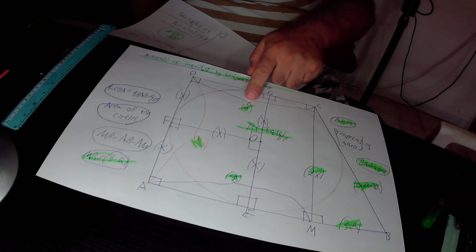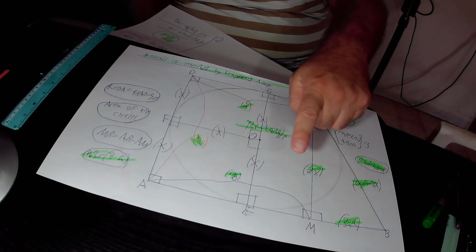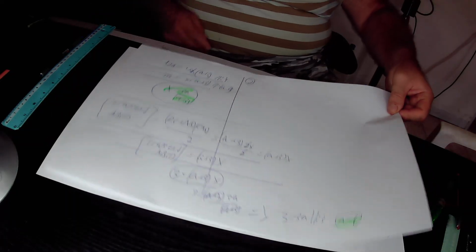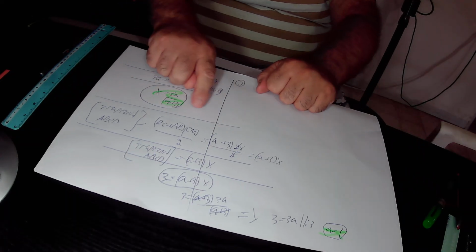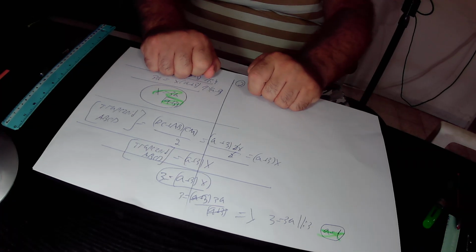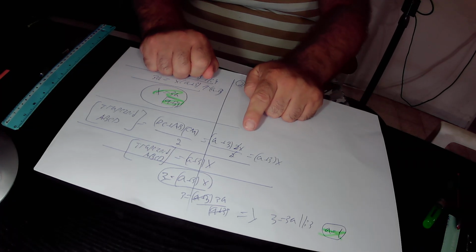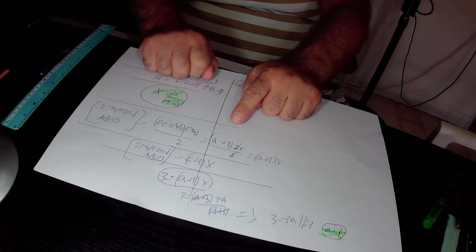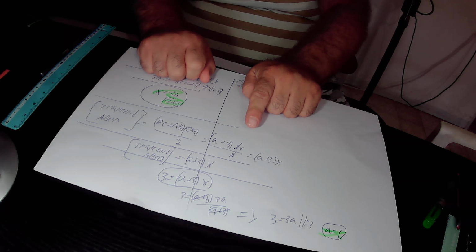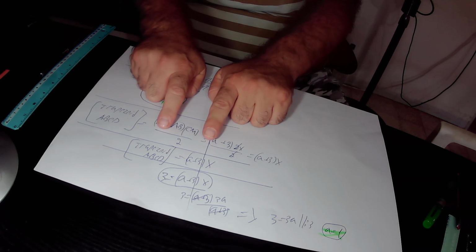DC is A, AB is 3, and CM is 2x, divided by 2. We have 2 in the numerator and 2 in the denominator, so 2 will get cancelled, and we're left only with A plus 3 times x. So in total we found out that the area of trapezoid ABCD equals A plus 3 times x.